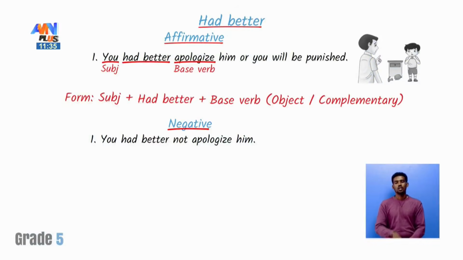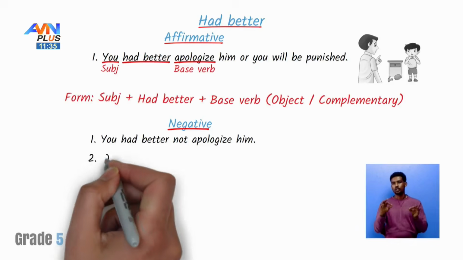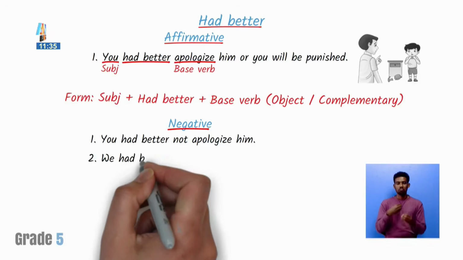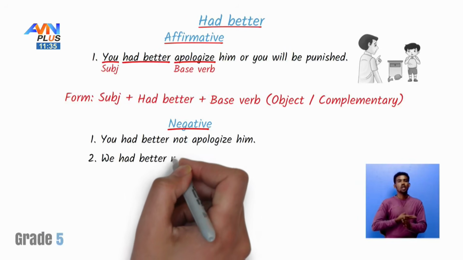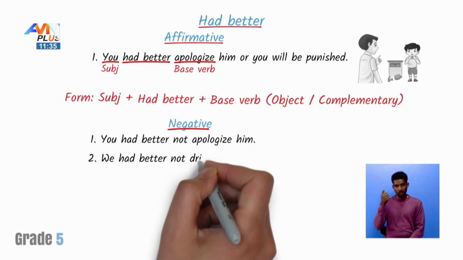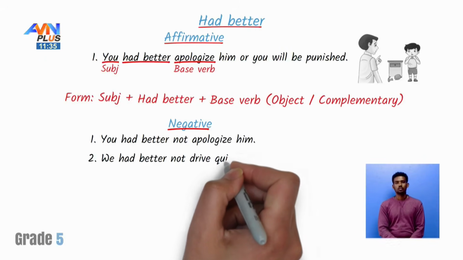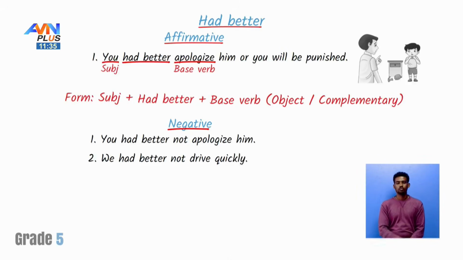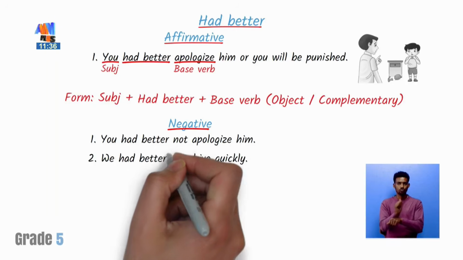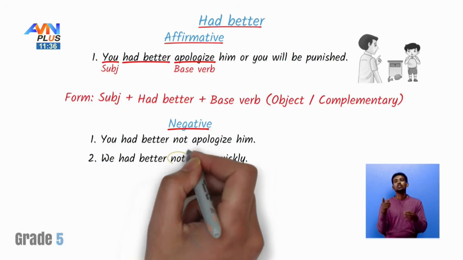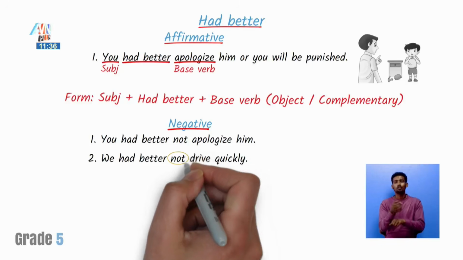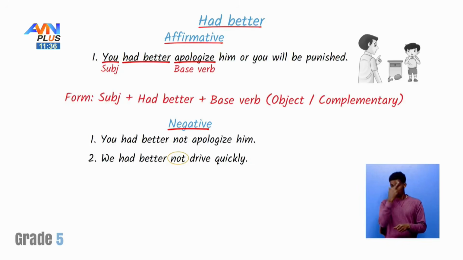Okay, for this sentence, just let me give you another example. We had better not drive quickly. Look, you had not better drive quickly. So the negative marker is just collocated here. So from this sentence, we can derive the formula.